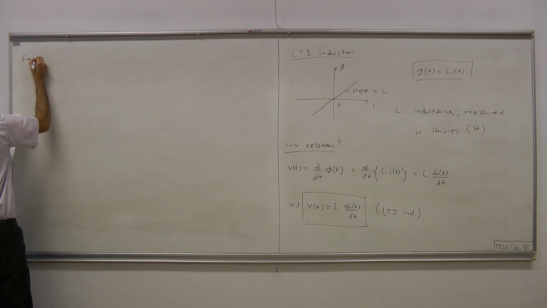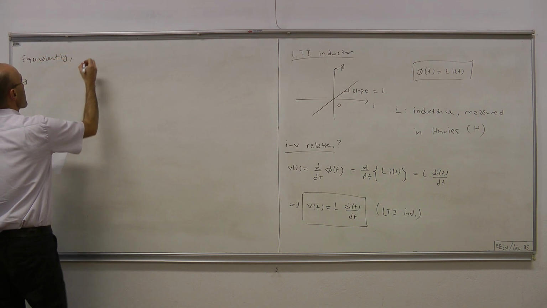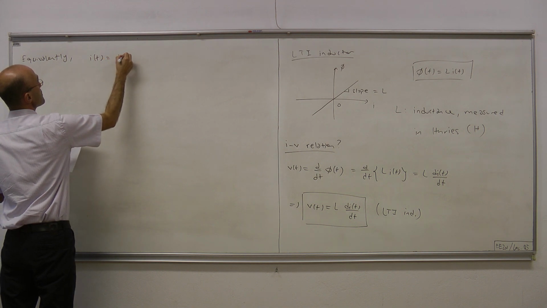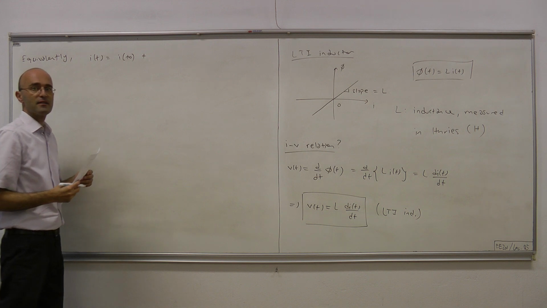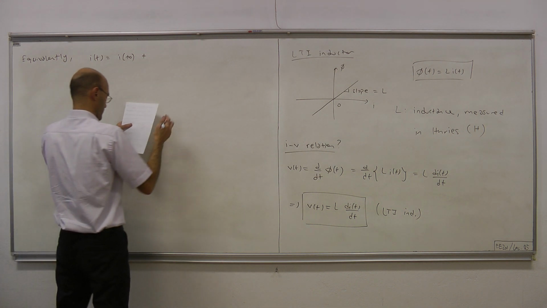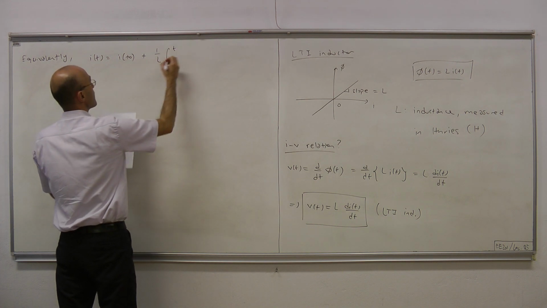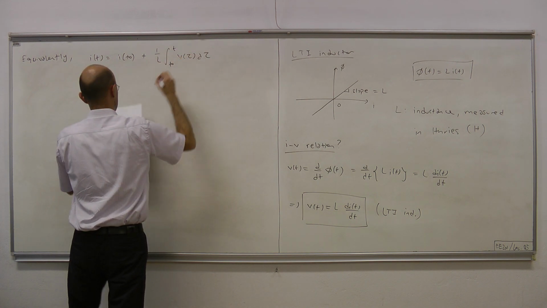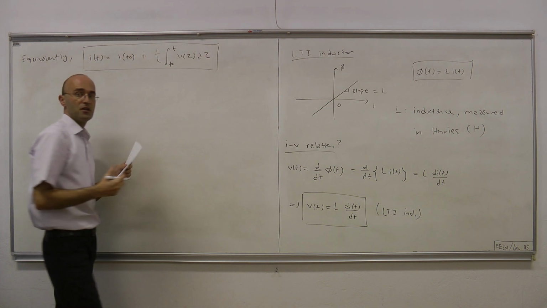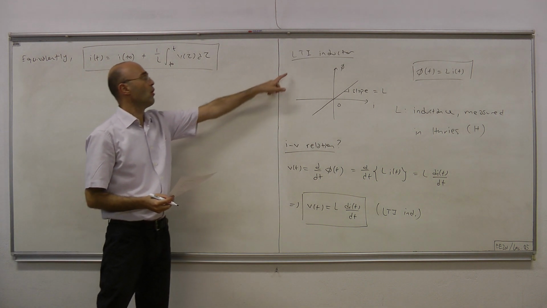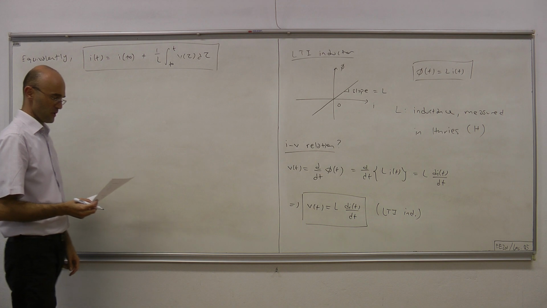Equivalently, I of t equals the initial current, then you integrate the voltage: 1 over L, integral from t0 to t of v(tau) d tau. Okay, that's another IV description of the LTI inductor, equivalent to the differential equation description.